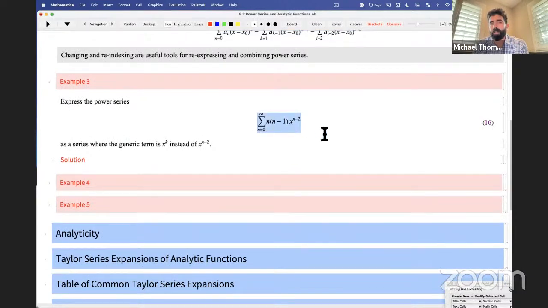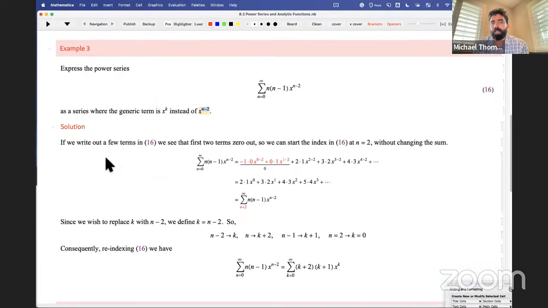We've got this series given to us, and the exponent on the x is n minus 2. So when we get to the power series method, we really want that exponent to not be a shift. So why don't we change it to a k? In order to change it to a k, k would have to be equal to n minus 2. So that's the first thing we do.